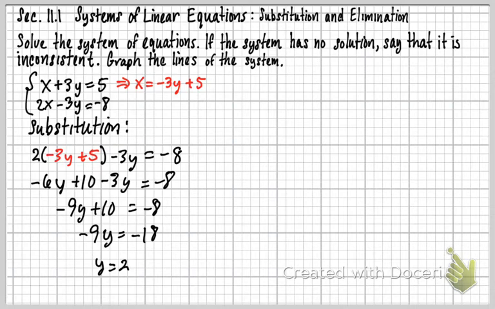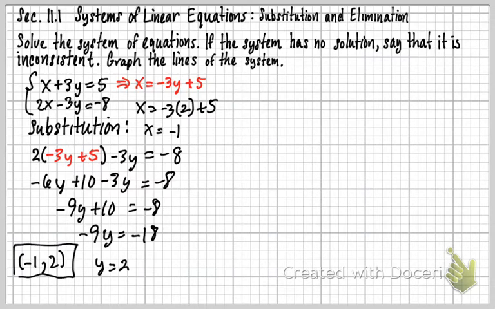I'm just going to plug it into the one I have up top here. So this is going to be x equals negative 3 times my y, which is 2, plus 5. I'm going to get x equals negative 1 when I do the math there. So my ordered pair for this is going to be negative 1, 2. There's our answer for this system of equations. Now it tells us to graph this.